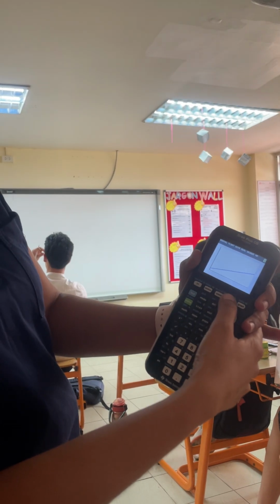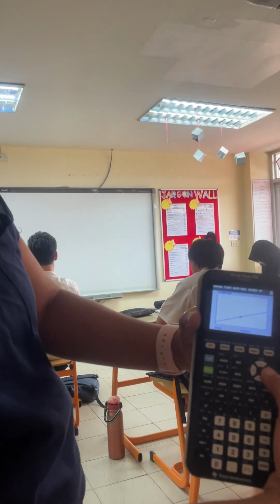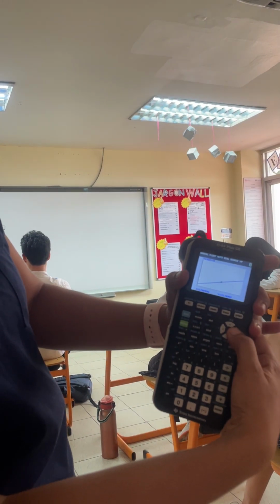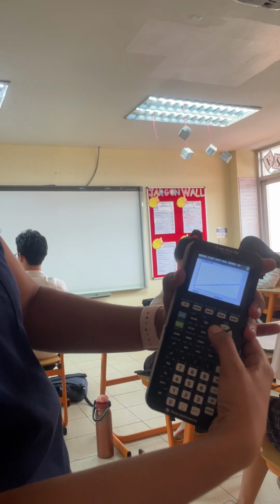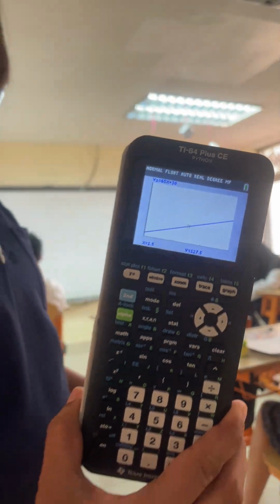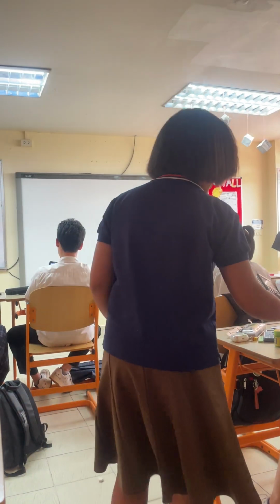So if you trace, you can see the points in blue. So according to the question, we can answer. Is it clear? Okay. It will be like this.